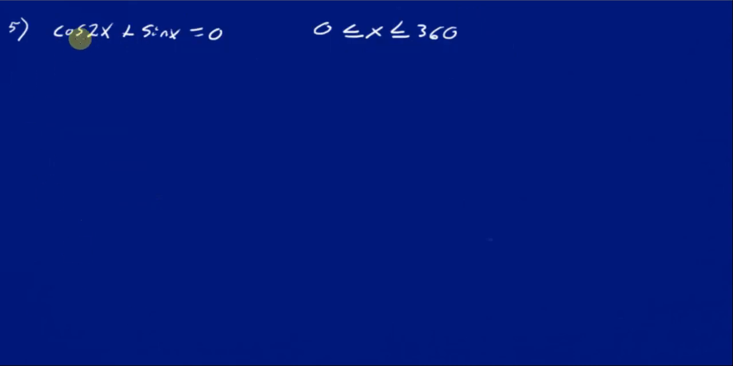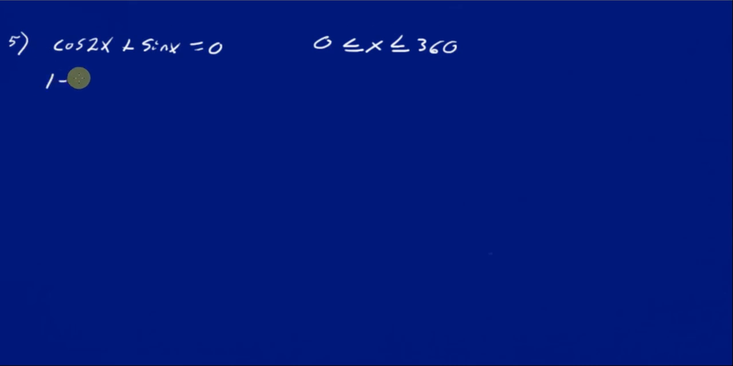All right, number 5, we got the cosine of 2x and the sine of x. Well, 2x and x aren't matching variables, so I'm going to use a double angle identity here. I'm going to match this up with 1 minus 2 sine squared of x plus the sine of x is equal to 0. So I've got a quadratic equation.